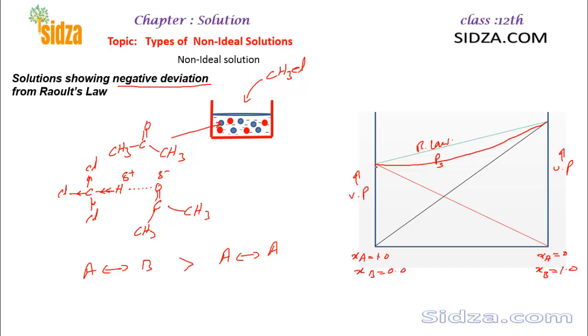And the same thing will happen with the partial vapor pressures of the two components, A and B. So it will be like this. This is the partial vapor pressure of A, and this is the partial vapor pressure of B. And the vapor pressure of the solution will be equal to the partial vapor pressure of A plus the partial vapor pressure of B. So that means in a negative deviation, when you add a solute to the solvent, the force of attraction is stronger, and therefore the vapor pressure of the solution is less.